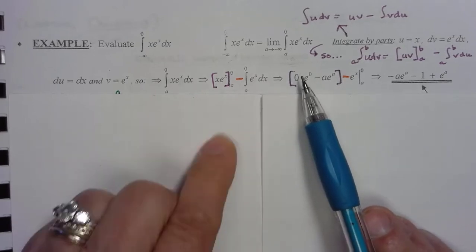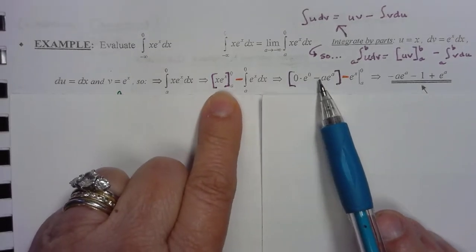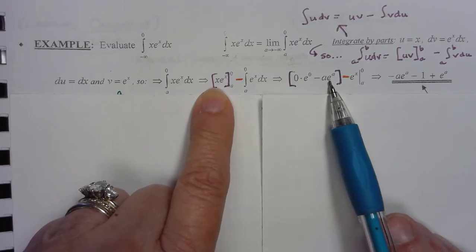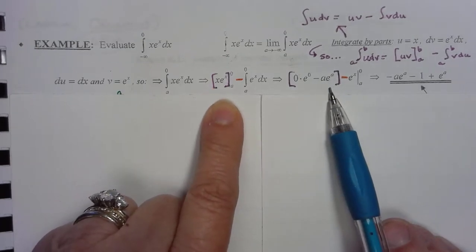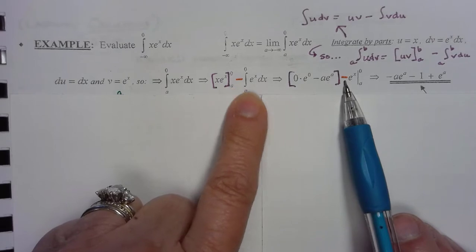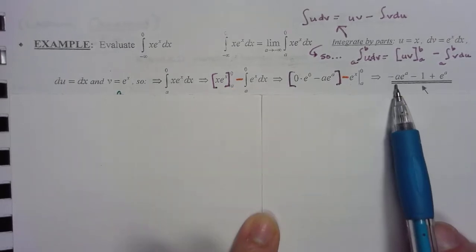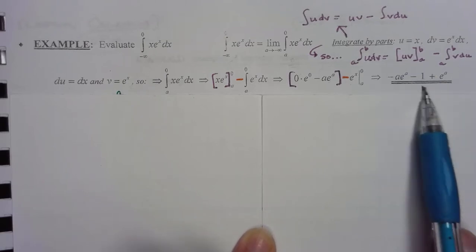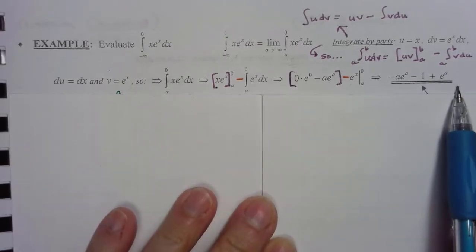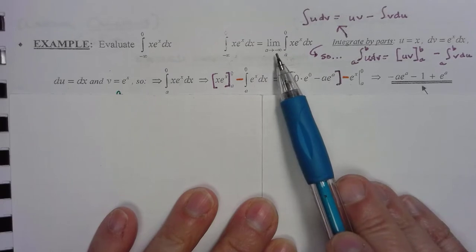So 0 times e to the 0 minus a times e to the a. That's our fundamental theorem of calculus here. And now minus, and we're going to evaluate e to the x from a to 0. And we get this. Now this is just part of the problem. We haven't taken our limit yet. We still have to do this.